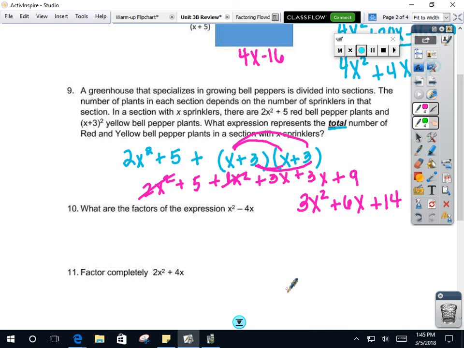Yes? Because when you're adding or subtracting these, you do not do anything to the exponents. You just add or subtract the coefficients, the big numbers. You only change the exponents when multiplying or dividing.